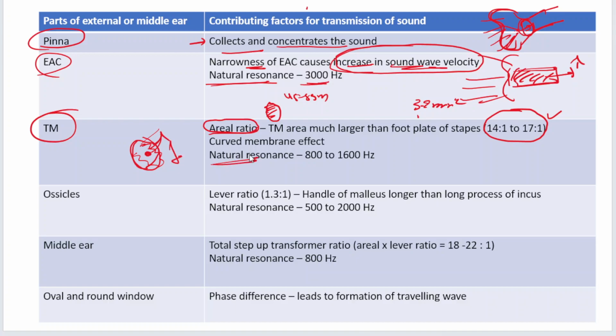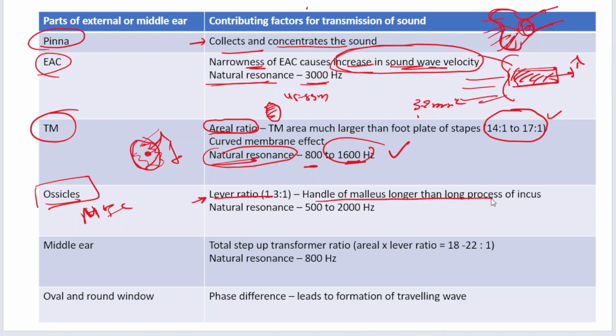What is the natural resonance? 800 to 1600 hertz is the natural resonance of the tympanic membrane. The third one is the ossicles: the handle of the malleus, incus and stapes. What is the important transformer action here? We have the lever ratio. Why? Because the handle of the malleus is longer than the long process of the incus by 1.3 times. So the force of the sound is increased 1.3 times.